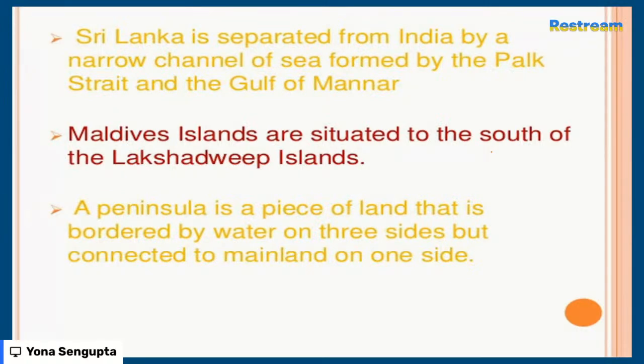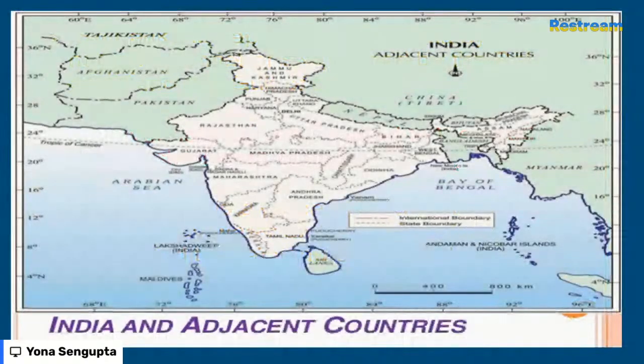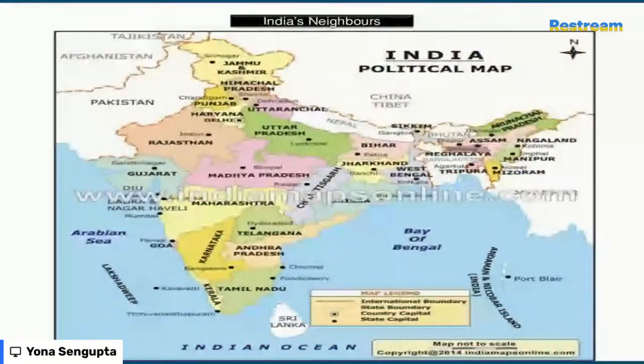Now I will show you a picture. This picture shows India and its adjacent countries. Look at this physical map of Asia in your atlas, or it is also given in this book, and note how India stands apart from the rest of Asia. Next, this is India and its neighbors. You can see Jammu and Kashmir, Himachal Pradesh.